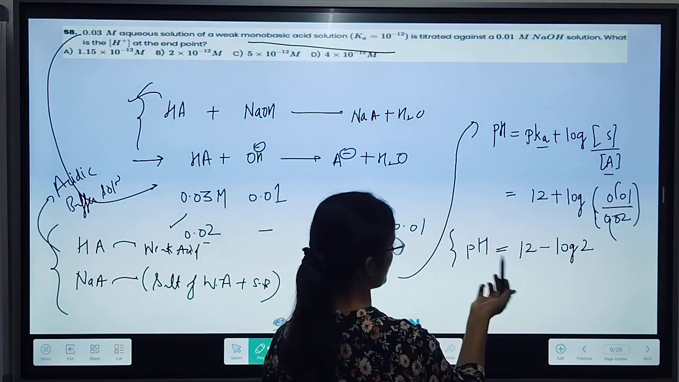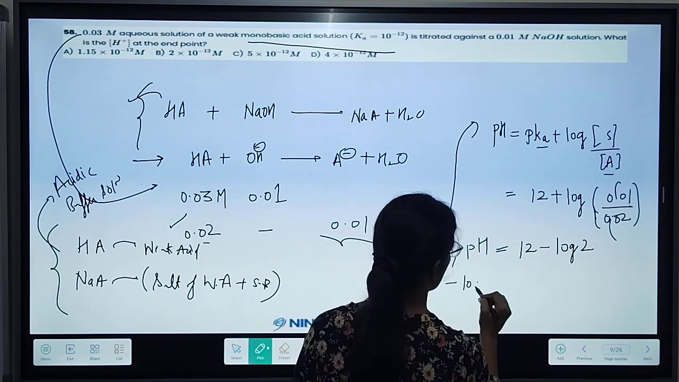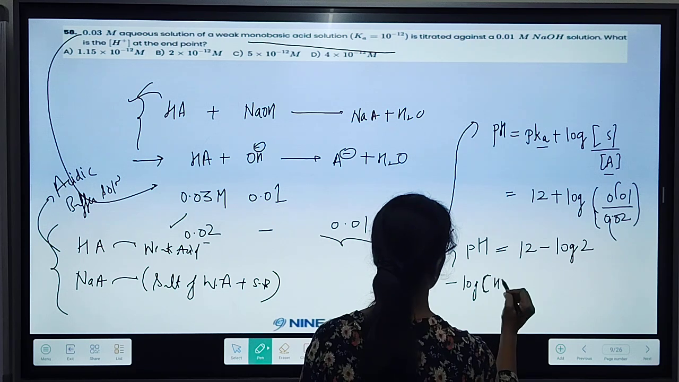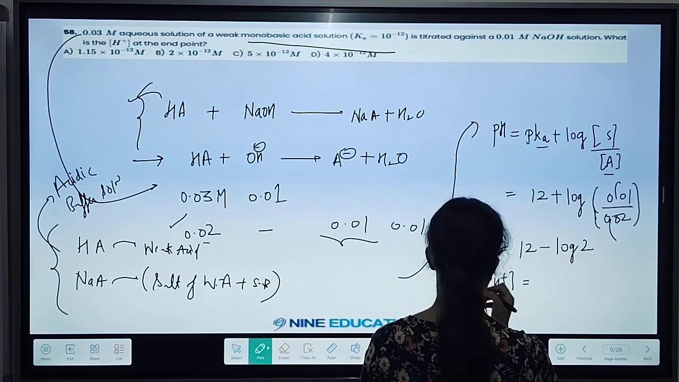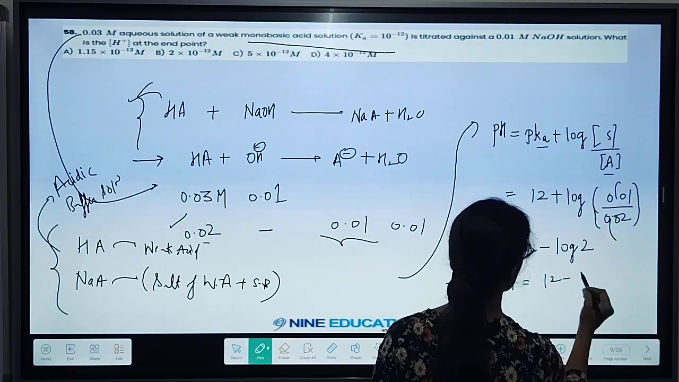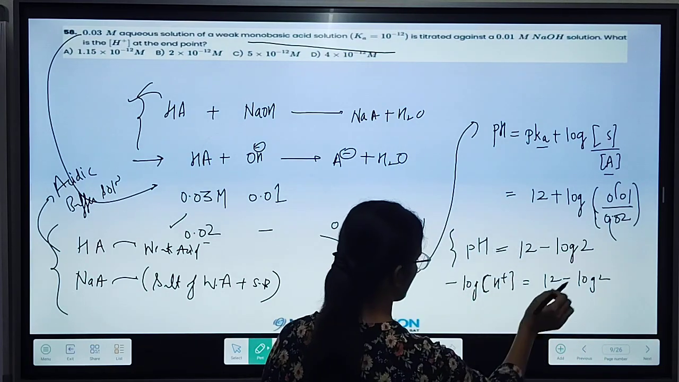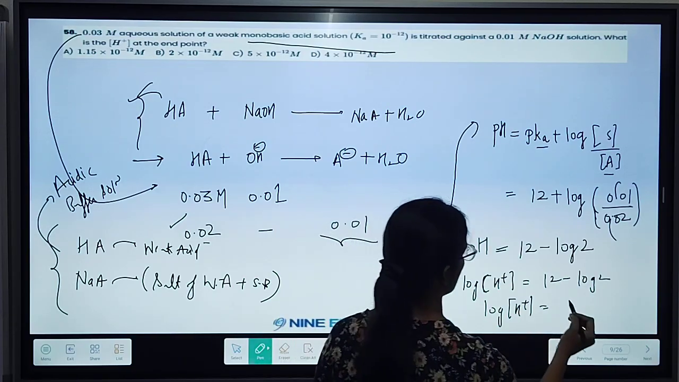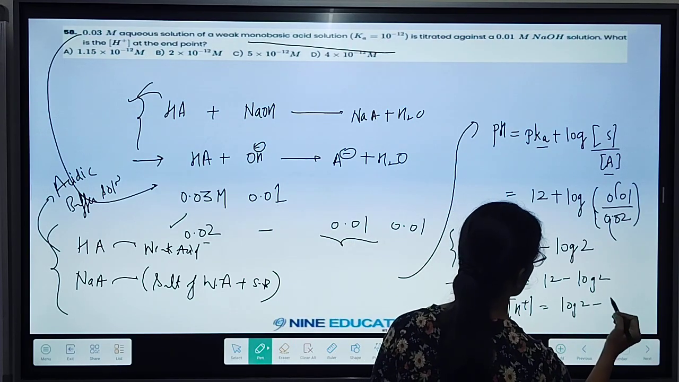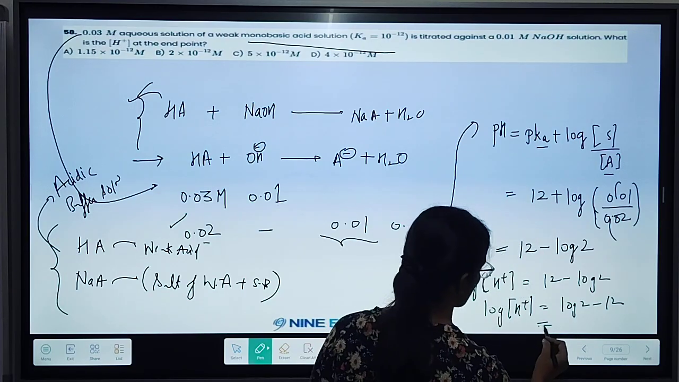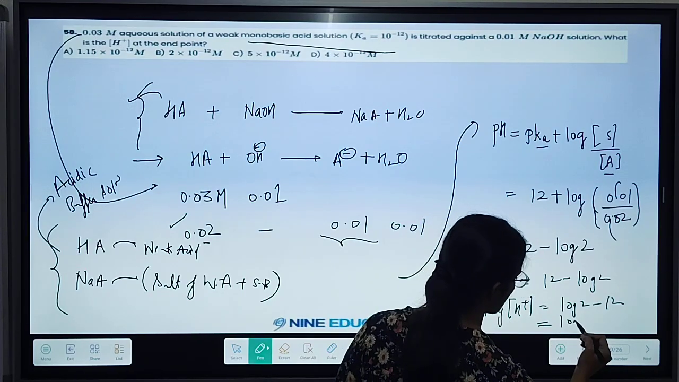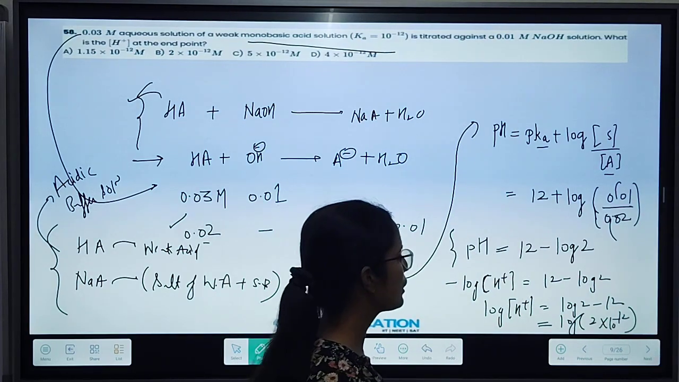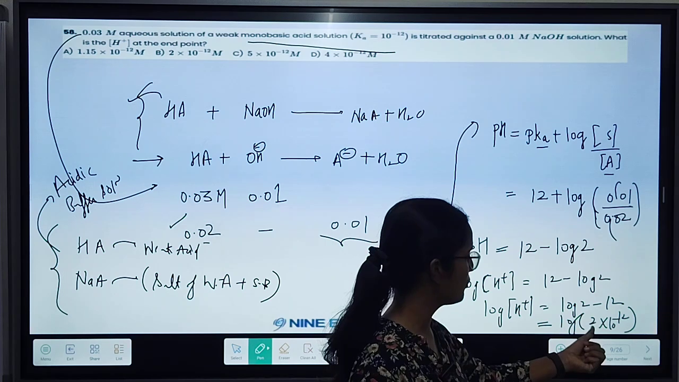So if you are having pH, we can come to H plus concentration also. It will be simply minus log of H plus, which is 12 minus log 2. If I take minus there so that I can do the simplification further, it will be log 2 minus 12. Now log 2 minus 12 can also be written as log 2 into 10 raised to power minus 12, because it will ultimately give you log 2 minus 12 log 10, right?